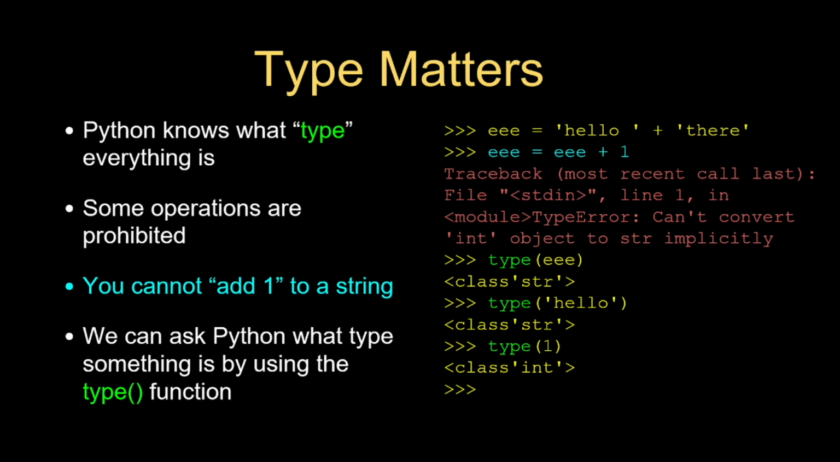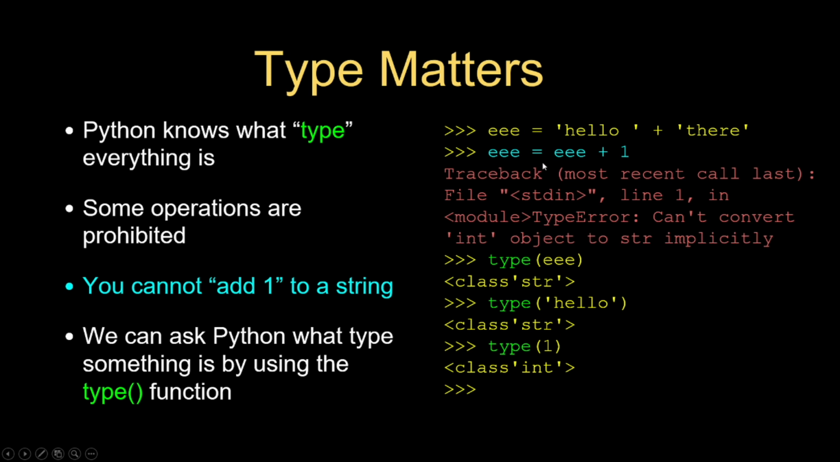Now, Python knows what type everything is, though some operations are prohibited, we'll get to see later. An example of that is you cannot add 1 to a string. We can ask Python what type something is by using the type function. So example here, this is valid. EE is equal to hello plus there. So mahitabo ani is na siya string nga hello there.